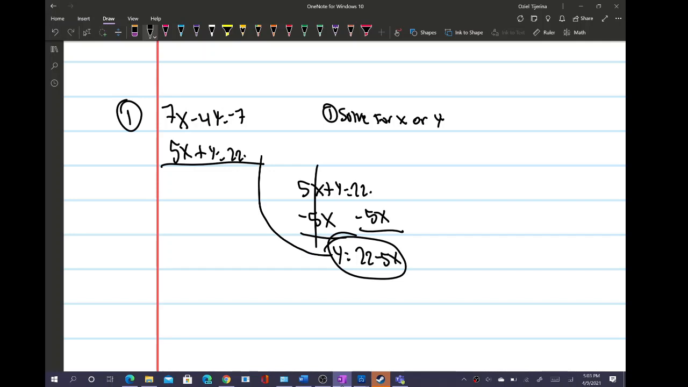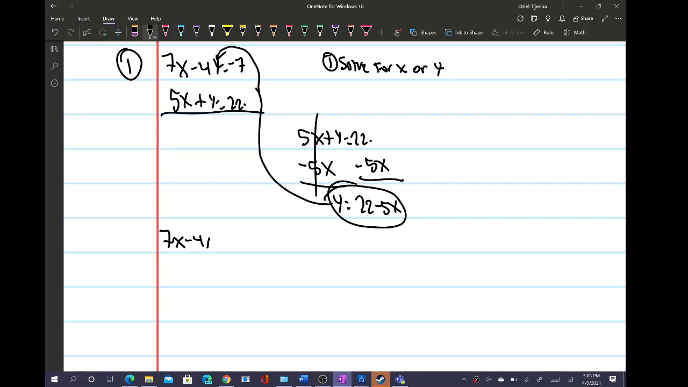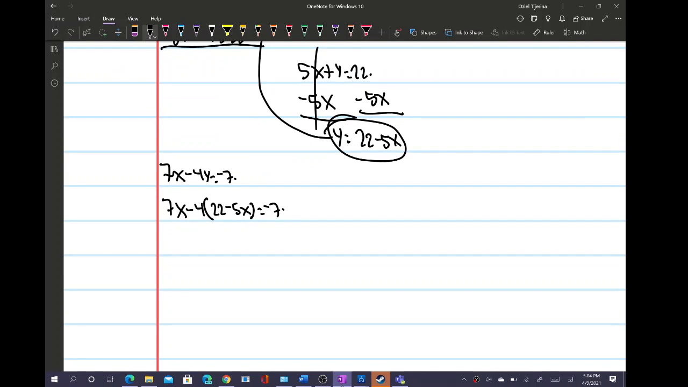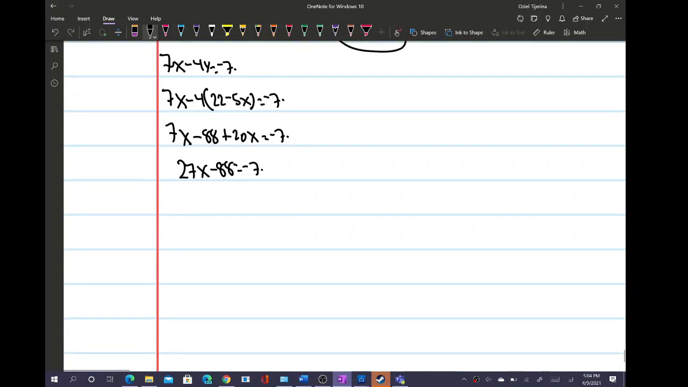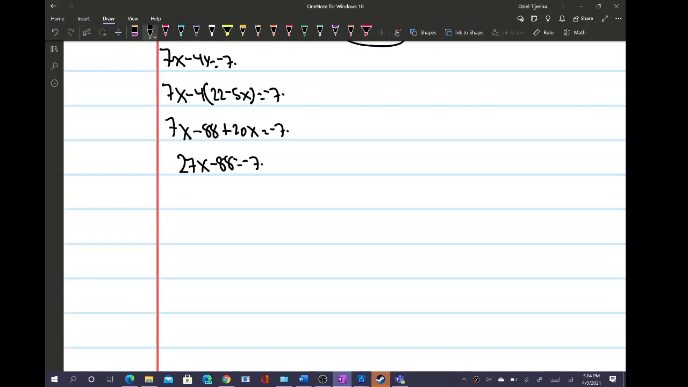Now, you're going to plug this into the first equation, which is 7x minus 4y equals negative 7, right? So we have 7x minus 4 times the quantity 22 minus 5x equals negative 7. So then you do the distributive property, you treat it like a linear equation, and you get 7x minus 88 plus 20x equals negative 7. So then you would say 27x minus 88 equals negative 7. And then you go ahead and add 88 on both sides. You get 27x equals 81, right? Then you divide by 27 on both sides, you get x equals 3.